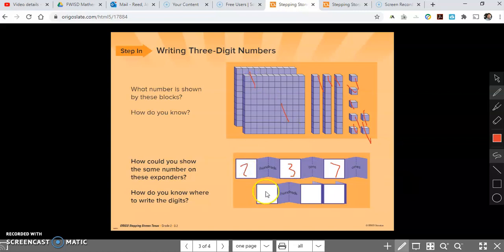Now let's go ahead and condense, make small. Let's condense that: 2 hundreds, 3 tens, 7 ones. Remember, we don't read it 2 hundreds, 3 tens, 7 ones. The tens and the ones typically go together, so we would read it 2 hundreds, 37.